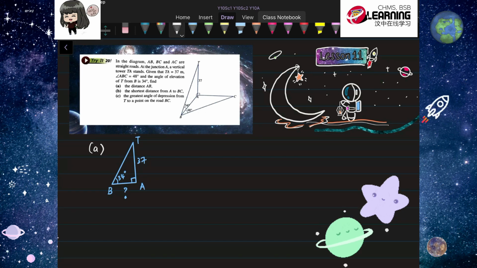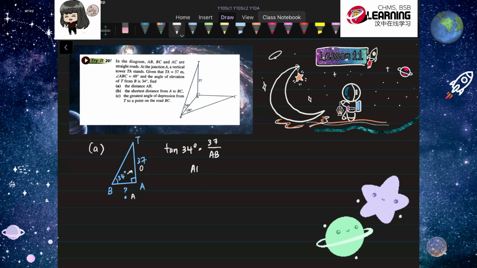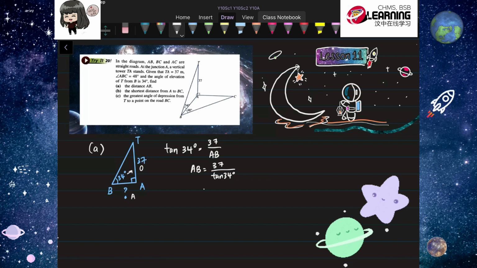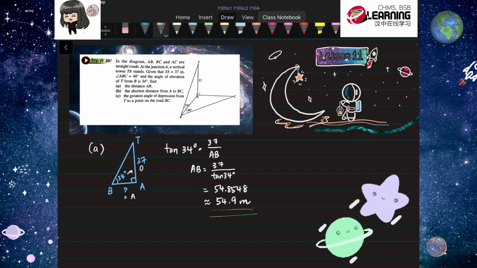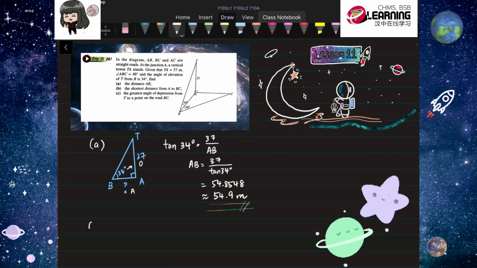So how are we going to do this? We use SOH CAH TOA. You have opposite already, and this one is your adjacent, so we use tan. AB is 37 divided by tan 34. So AB is 54.8548. Round off to 1 decimal, 3 significant figures because this is distance, so it's 54.9 meters. Okay, that's the answer.